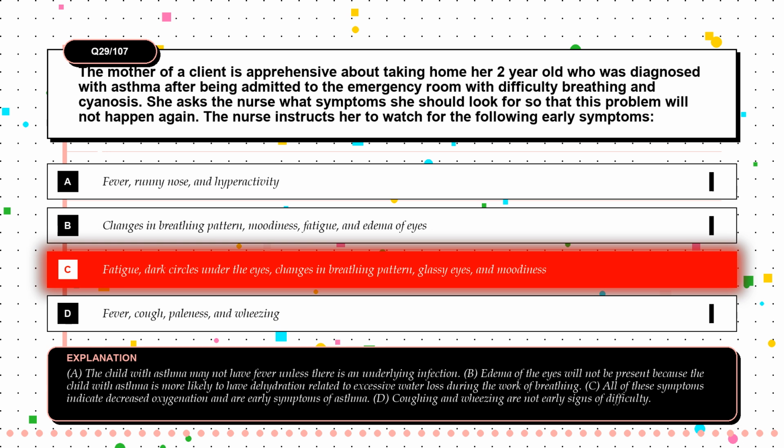See, all of these symptoms indicate decreased oxygenation and are early symptoms of asthma. D. Coughing and wheezing are not early signs of difficulty.